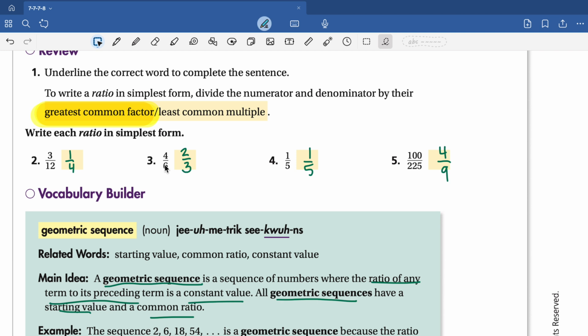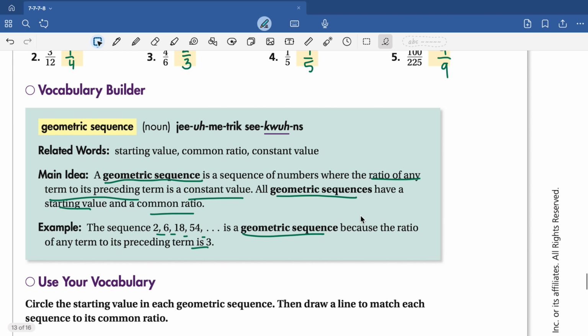So you're going to divide both 4 and 6 for number 3 by 2, because the GCF is 2, and you're going to get 2/3. The 1 and 5 don't have a GCF other than 1, so that's going to stay the same. And for number 5, to reduce this fraction, you are going to divide both the numerator and denominator by 25 to get 4/9.